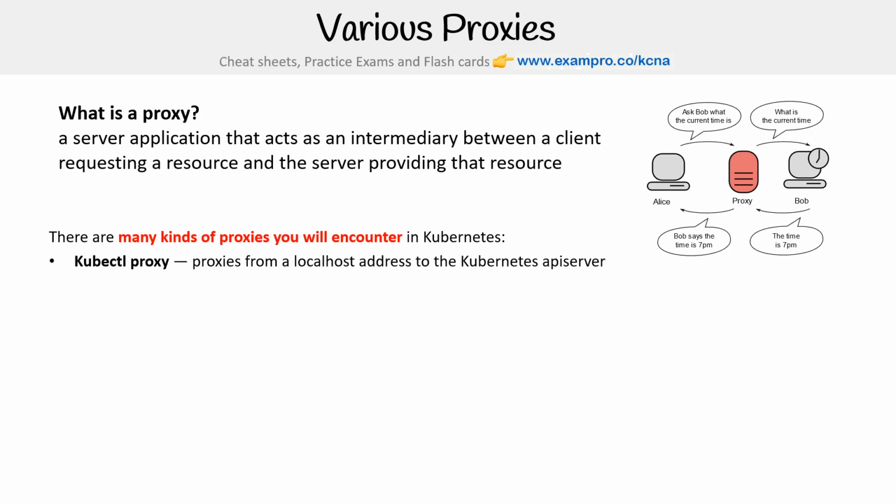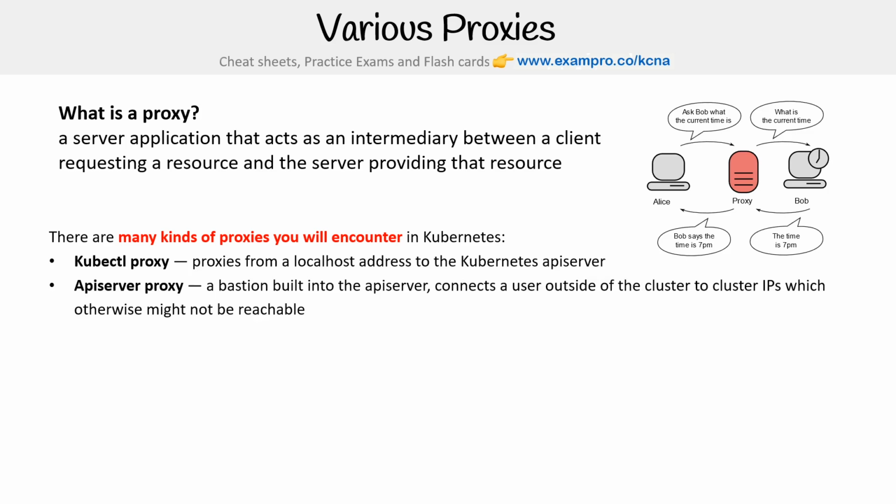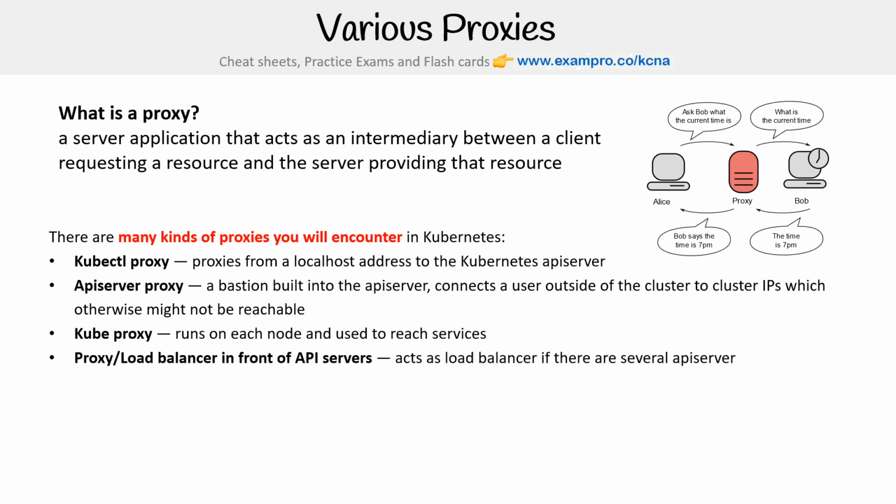The first we have is kubectl proxies, which proxy from a local address to the Kubernetes API server. Then you have an API server proxy, a bastion built into the API server that connects a user outside of the cluster to cluster IPs, which otherwise might not be reachable. Kube proxy runs on each node and is used to reach services. A proxy load balancer in front of the API server acts as a load balancer if there are several APIs. Cloud load balancers are for external cluster traffic to reach pods.